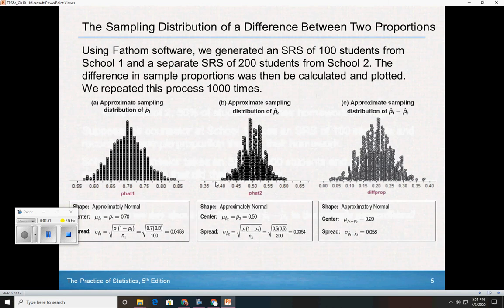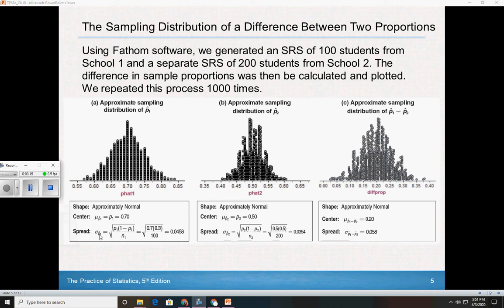Well, we used some software, Fathom, a statistical software package, and generated 100 simple random samples of 100 students from school 1, and that's what's in this graph right here. This shape is approximately normal. The center of this graph, if we've done it enough times, will be 70% because that's what school 1 was. And the spread is going to be the square root of 0.7 times 0.3 over 100.